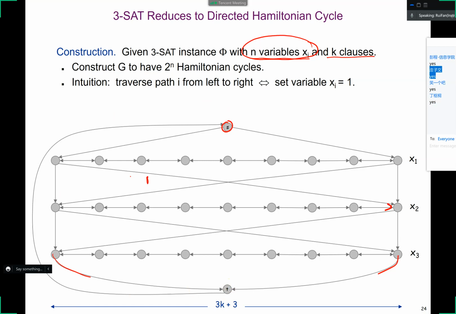Also, the number of nodes in each layer is going to be 3k plus 3, where k is the number of clauses.